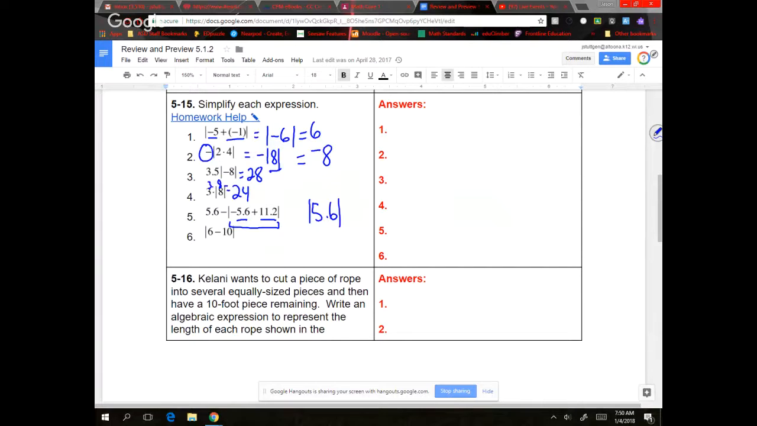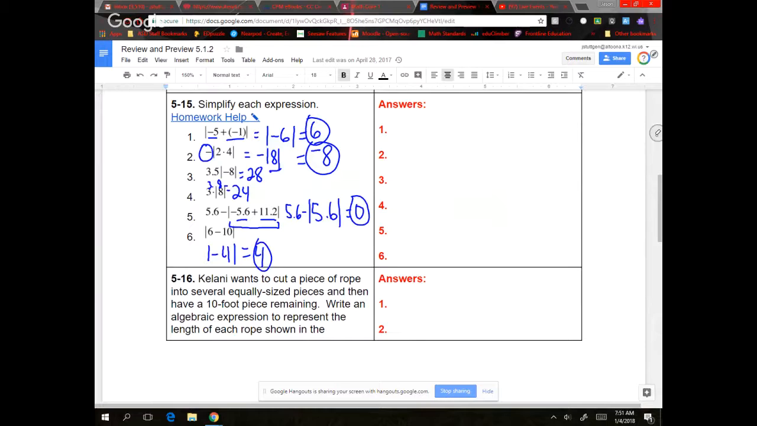So I'll put the absolute value in, 5.6 minus that, right? Obviously, 5.6 minus 5.6 gets us 0. And lastly, 6 minus 10 is -4, but since it's the absolute value, the answer is just 4. So here are your 4 answers for that third problem.